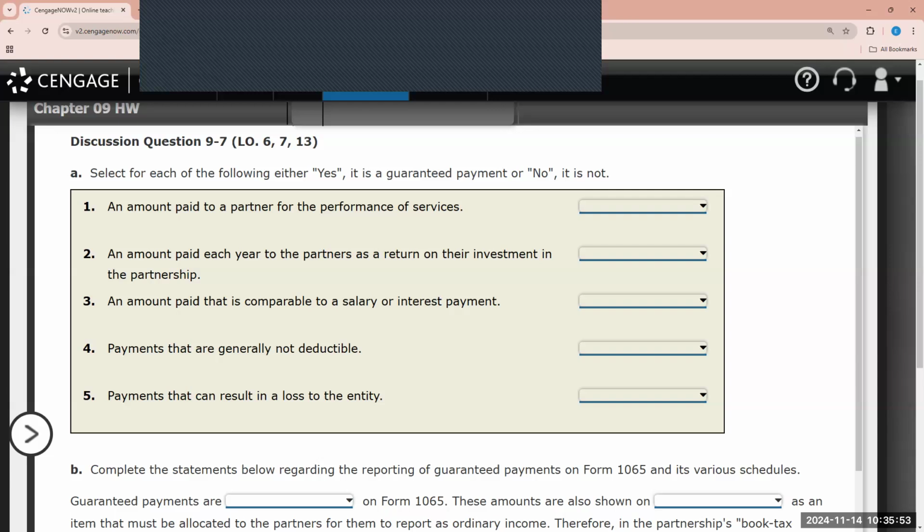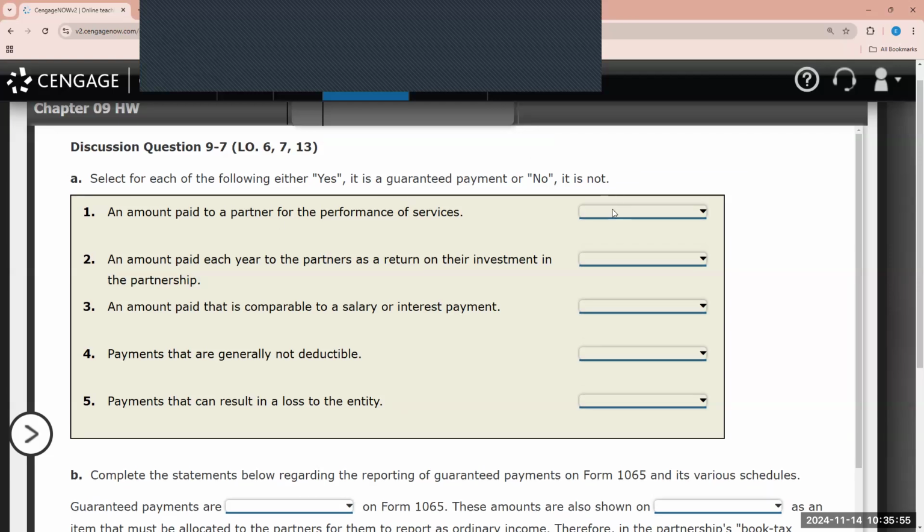So an amount paid to a partner for the performance of services, yes, this is considered a guaranteed payment. Here it says an amount paid each year to the partner as a return on their investment in the partnership. So the partner's Schedule K1 indicates whether the guaranteed payment is for services or capital. But one of the key things to keep in mind is that the guaranteed payment cannot be based on the partner's investment, right? It's essentially for performance of services or for the use of the partner's capital, not a return on their investment. So this would be no.